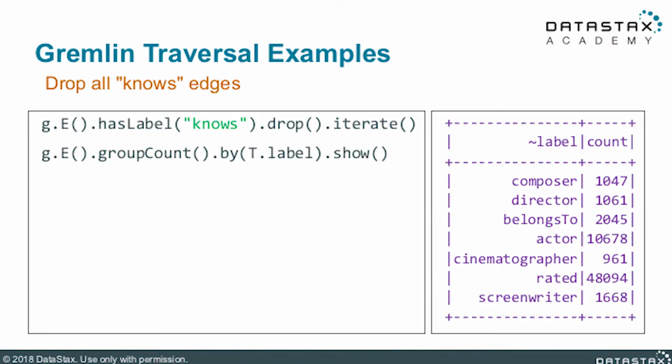In this example, we are dropping all nose edges in the graph and output edge distribution by label. As you can see, there are composer, director, belongs_to, actor, cinematographer, rated, and screenwriter edges. There are no longer any nose edges. Drop can also be used to drop vertices and properties. And this is one way to do bulk dropping with Gremlin API of DSE GraphFrames. There is another way that uses DSE GraphFrame API directly, and it also supports bulk insertions and updates. We will talk about bulk operations in more detail in a separate presentation.